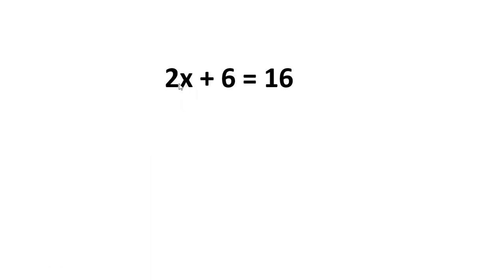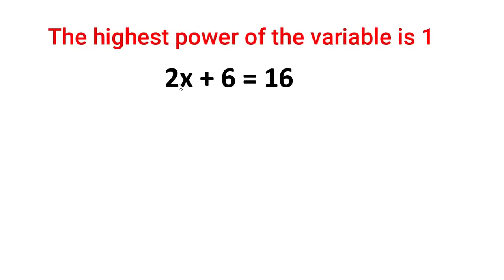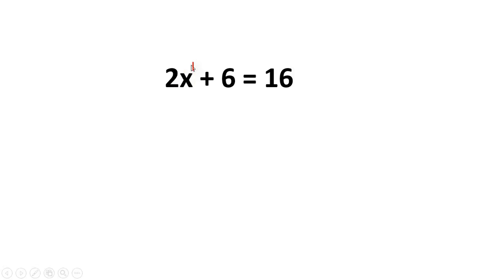Now, do not forget from the definition of a linear equation that the highest power of the variable is 1. Now the variable here is the x. The variable here is the x. This x is in the power of 1. Now this x has a power of 1, which makes it a linear equation.